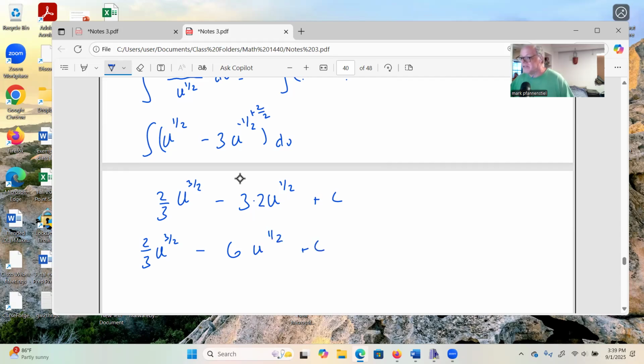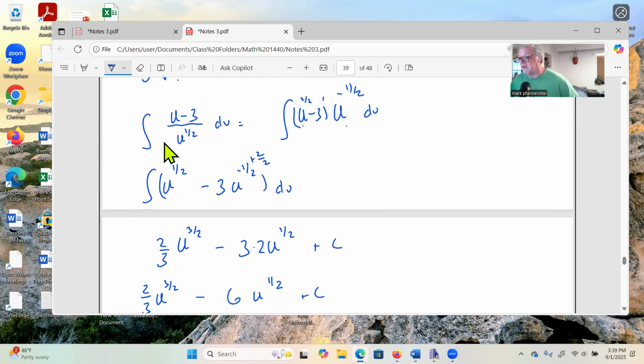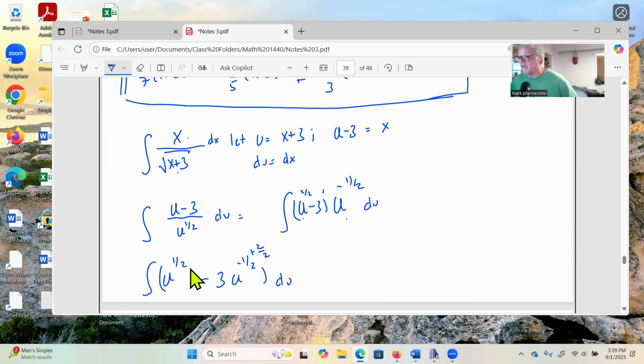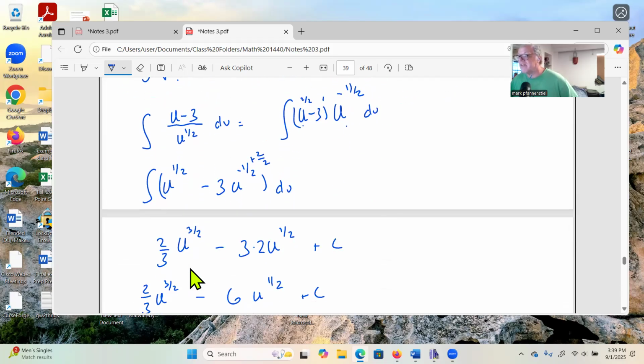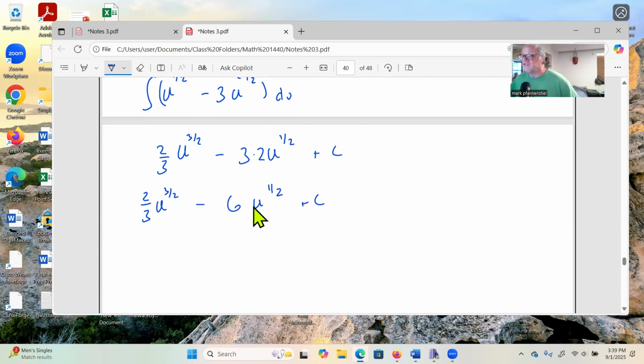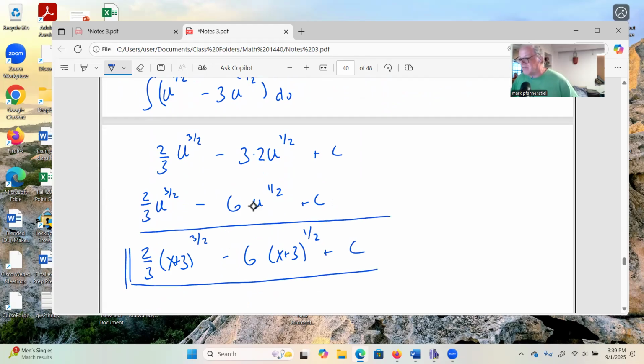plus c. But still, going back to the original function, we have to integrate with respect to x. We have u's in here, so we have to go back and say, what is u? u is x plus 3. So this is 2/3 (x plus 3) raised to the 3/2 power minus 6 (x plus 3) raised to the 1/2 power, the square root, plus c, and that's going to be our answer for this kind of problem. So that's how you go through and do those.